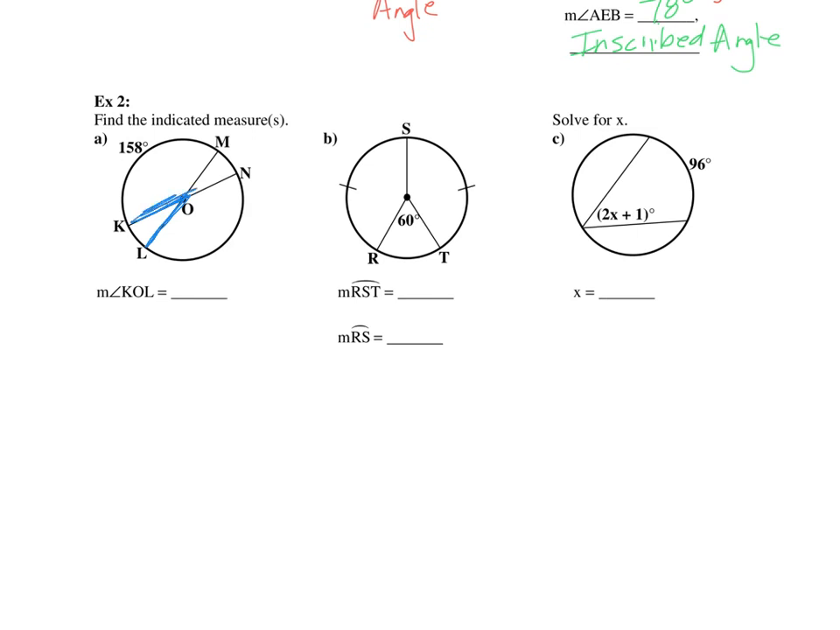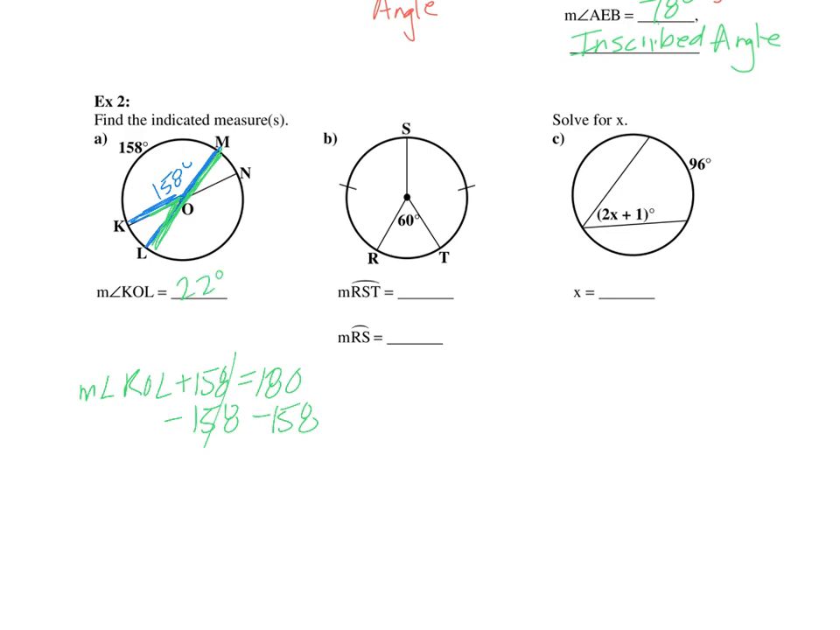Well, what is this angle right here? That's 158 degrees, right? And I have a straight line going across. So how am I going to figure out this missing piece? I'm just going to take the measurement of angle KOL plus 158, and they both add up to 180. So subtract 158, and we have the measurement of angle KOL is equal to 22 degrees.